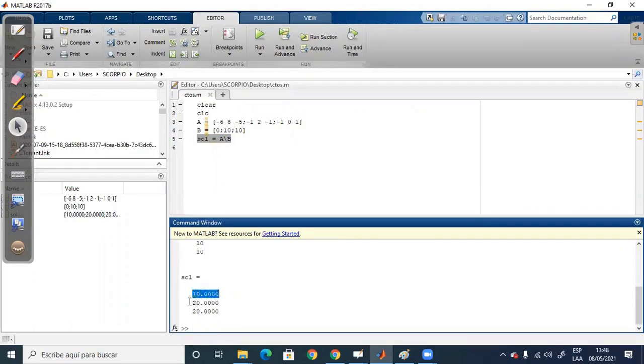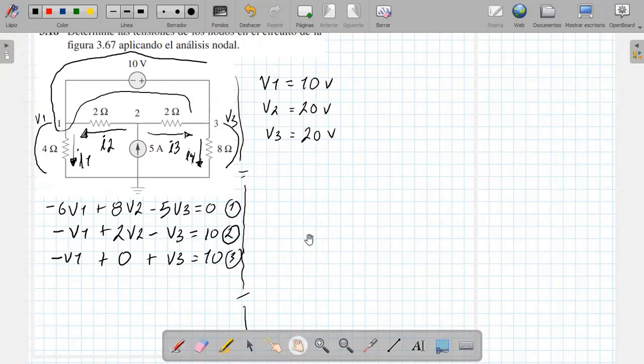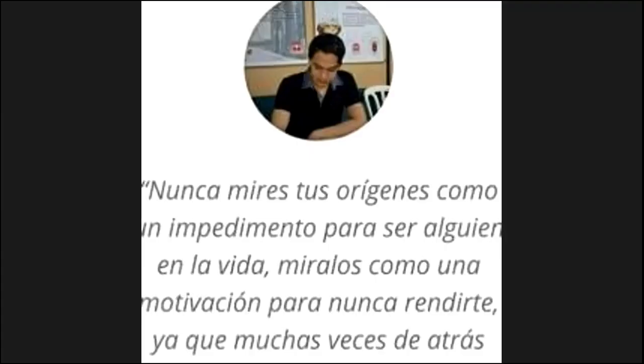So it tells me that the voltage V1 is 10, V2 voltage is 20, and voltage 3 is 20 again. At point 1 the voltage would be 10, voltage 2 would be 20, and voltage 3 would be 20. So the voltages of the nodes in the circuit 1, 2, 3 are determined, and these are the voltages. Well, see you in the next video.